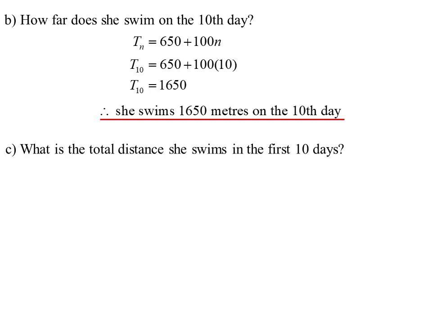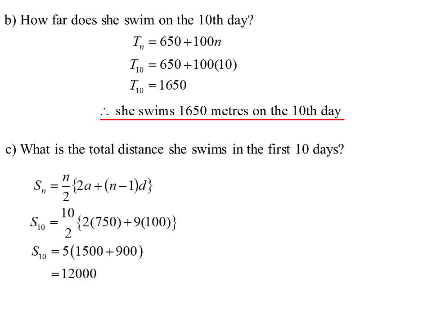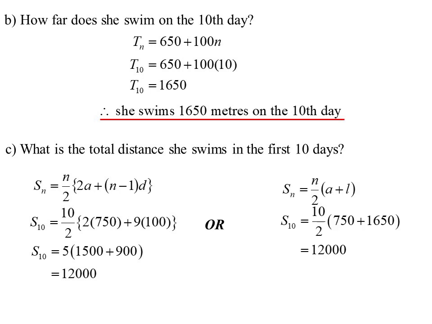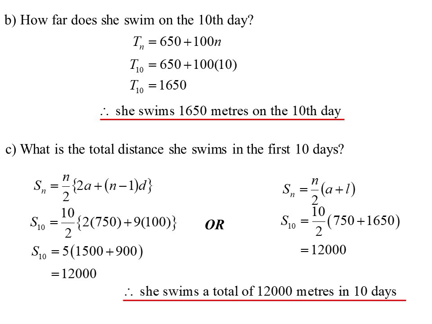What's the total distance then? In all those 10 days, how much did she swim all up? Well, sum to n formula, n over 2, 2a plus n minus 1 d, subbing it, 12,000 metres. That's 12 kilometres. Of course, we could have used the a plus l formula because we know the last term, we just worked that out. It also comes up with the same answer.